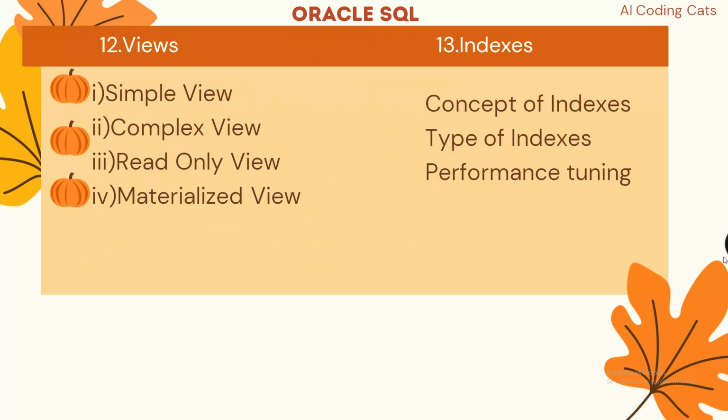The last one is indexes. What are the concepts of indexes? What are the types of indexes we have, and performance tuning? I already said joins are the most important topic in SQL. After joins, the next most important topic is indexes. Indexes is a very, very big topic. We need at least 2 to 3 videos to cover the complete indexes.